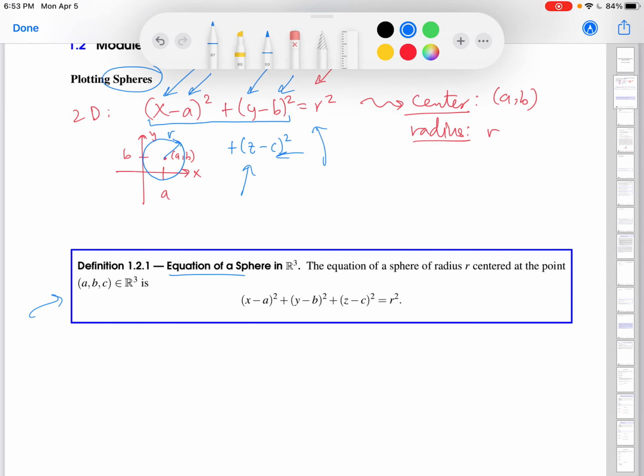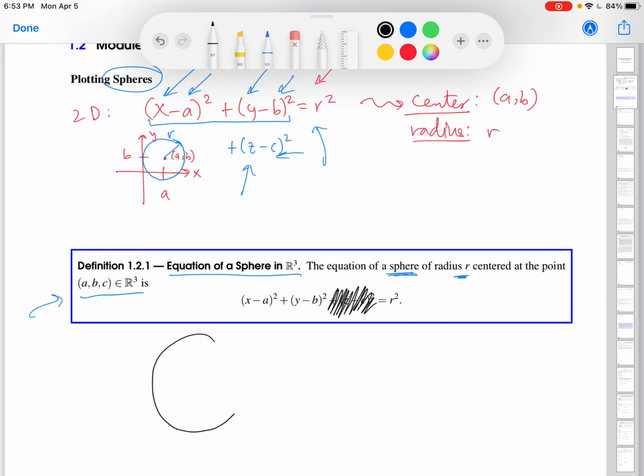So that's the standard form of the equation of a sphere in 3 dimensions. The equation of a sphere of radius r centered at the point a, b, c in R3 is x minus a squared plus y minus b squared plus z minus c squared equals r squared. So this should seem like a nice general extension of the equation of a circle. If I just blot out this part, then we get the equation of a circle. So that should make sense.